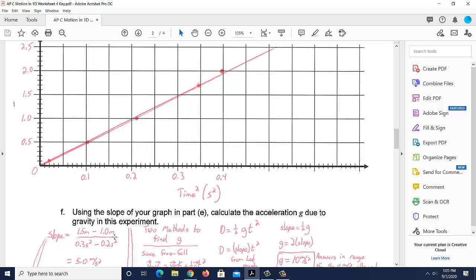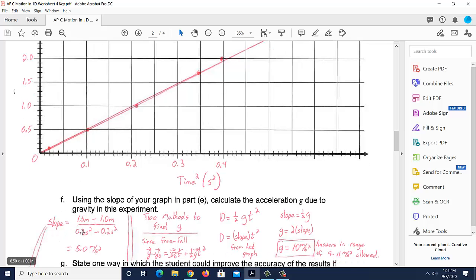So you would pick 2 points. You might notice here I picked 0.3 and I figured about 1.5. I picked this point because I figured it's pretty much through the crosshairs. And I picked 0.2 and 1, which again goes right through here. You could pick 0, 0 if you want. If you do, make sure when you're calculating your slope and showing your work, you put in 0, 0, because you need to show them that you used 2 points, not 1 point.